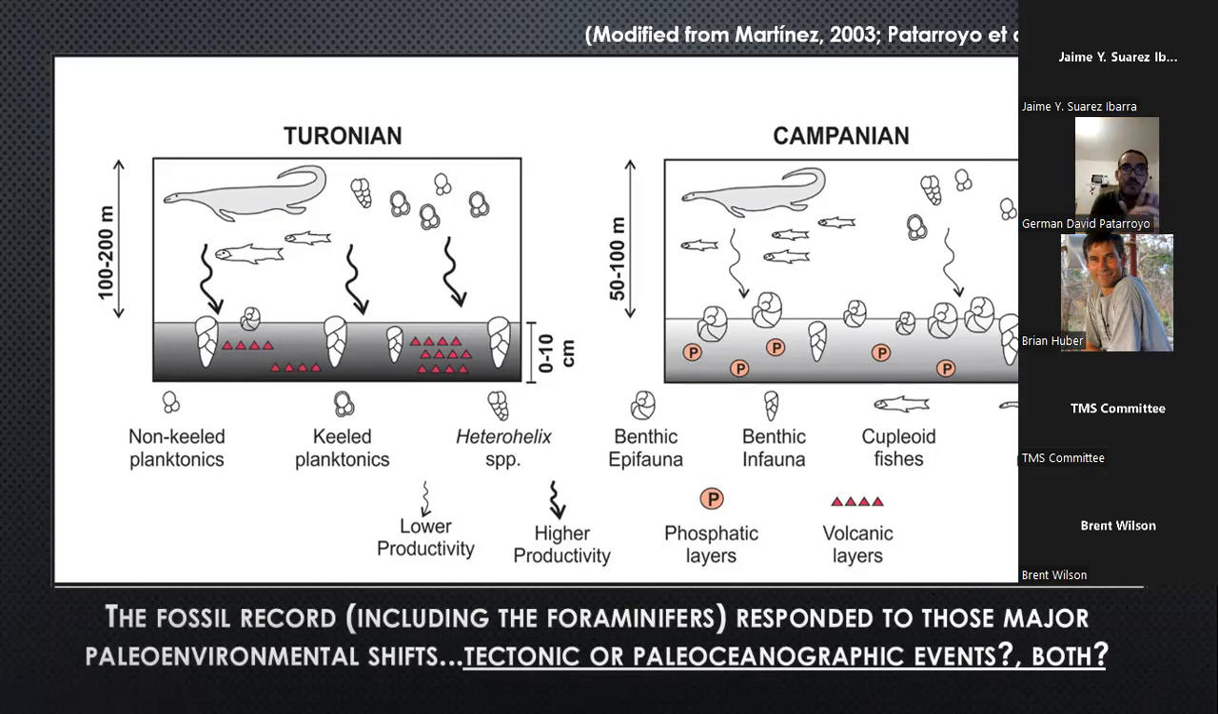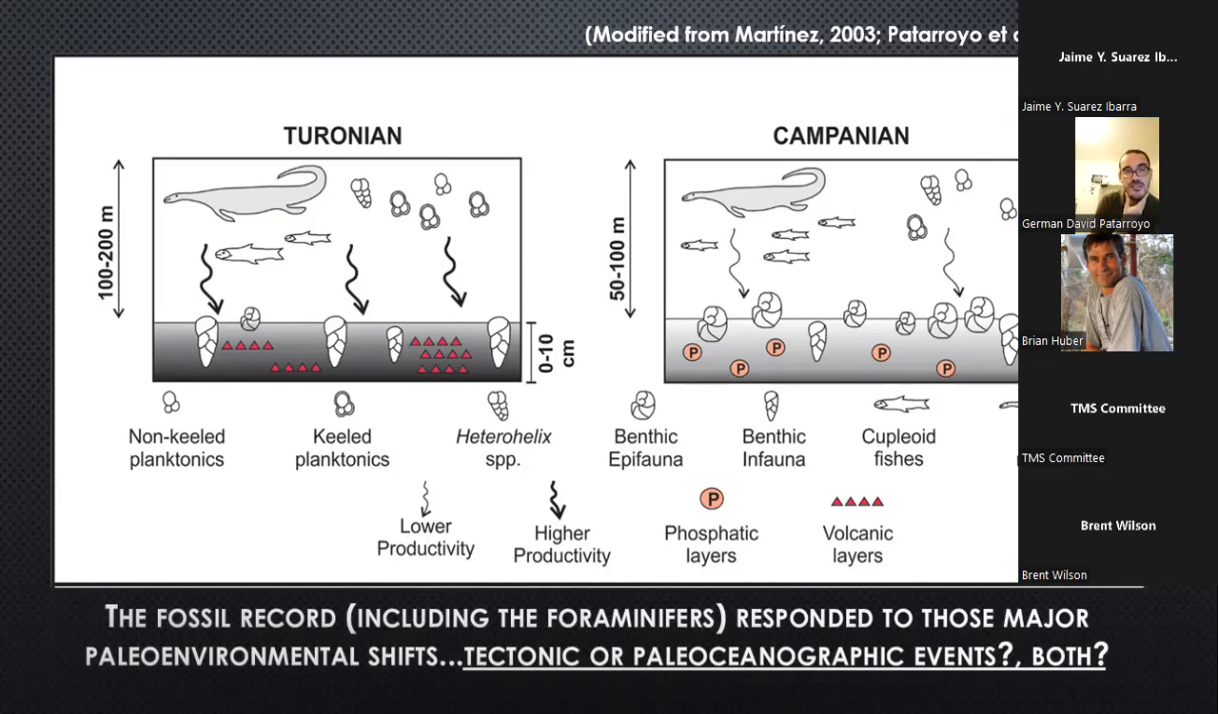And when we compare, for instance, with the record of the Campanian and the Maastrichtian, we have shallower conditions with less productive oceans, but also with the formation of phosphatic layers. We don't have any or major evidence of volcanic layers, and of course the microfossils in general, foraminifera and other elements, were able to record this gradual transition between the Turonian, Campanian, and the Maastrichtian.